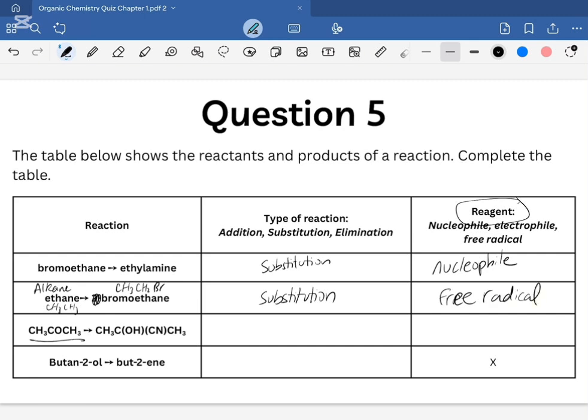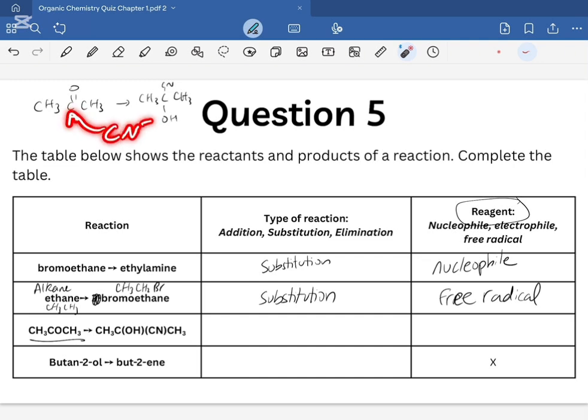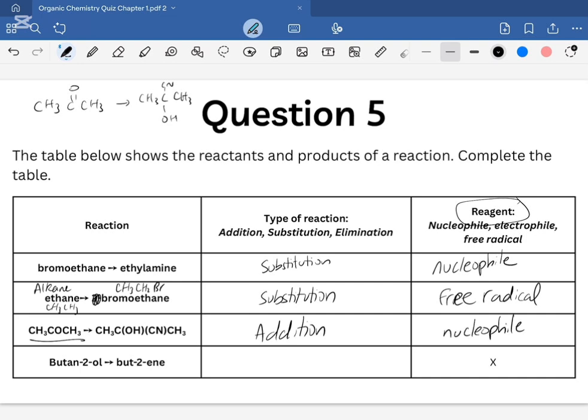Now for the other one, we have a ketone, CH3, we're going to write it above, double bond O, CH3, and we're going to form CH3COH, then this is going to be a CN, and then CH3. So we're actually going to add a nucleophile, which is the cyanide. CN- is going to attack the electrophilic carbon over here, as this carbon has a partial positive charge and the oxygen has a partial negative charge. So we're adding a nucleophile and the hydroxyl group. So this is addition, type of reagent, nucleophile, which is mainly the CN, the cyanide.